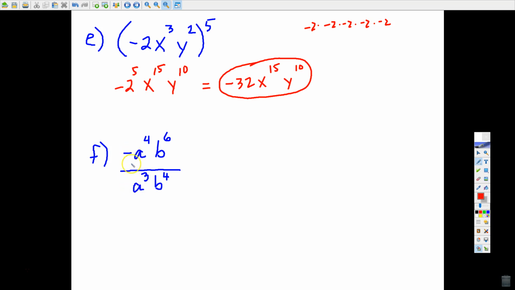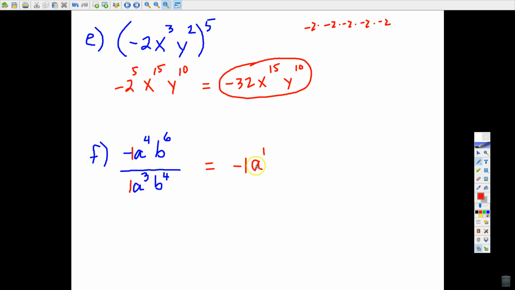We do have coefficients here. This would be like -1, and of course this would be +1. And -1 divided by +1 is -1. Okay, and I'll just go ahead and write the -1, and then we'll take a look at whether or not we'll keep it. Now remember our rule, or our property of division of like bases. We have like bases of a's here, and we subtract the exponent. So it's a to the 4 minus 3 power. 4 minus 3 is 1.